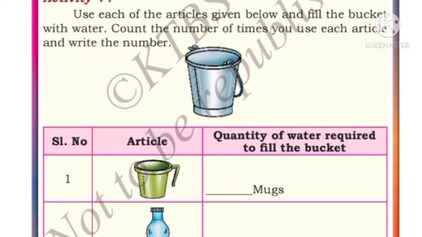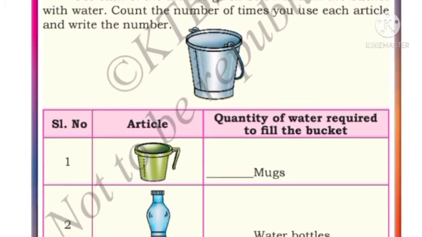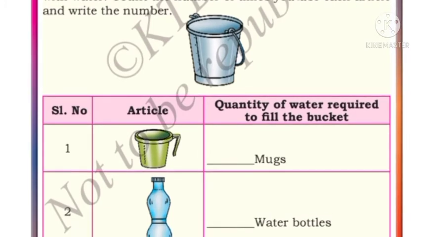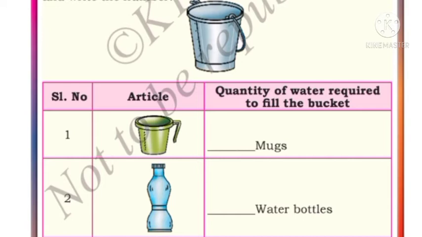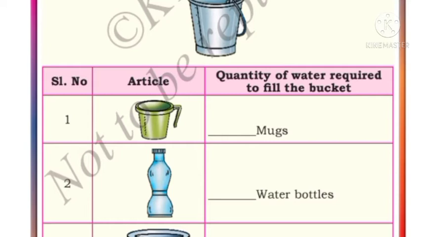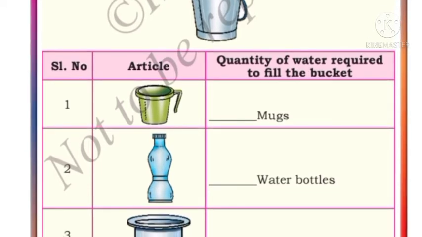Can you see here the bucket? Yes. Now we have to write the quantity of water used to fill this bucket. So children, what you have to do? You have to take a bucket, and if you fill that bucket with the mug, how many mugs do you need to fill that bucket? You have to write here.